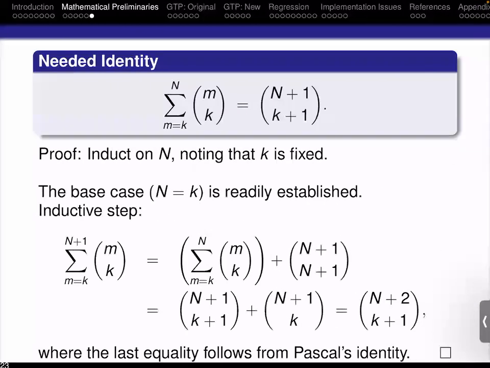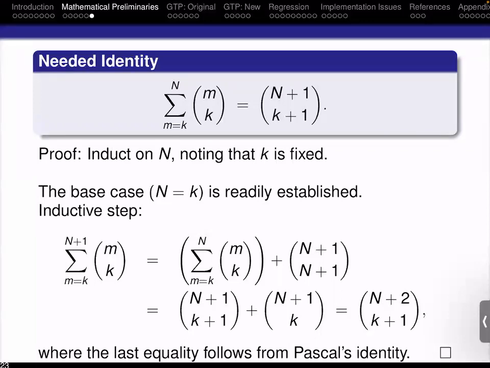Okay, so now let's assume it's true all the way up to capital N and show that it's true for capital N plus 1. Well, if I have capital N plus 1, I can sum up to capital N, and then I just have that final extra term, which is n plus 1 choose n plus 1. By induction, I assume that it's true up to n, so I know that first sum is just n plus 1 choose k plus 1.